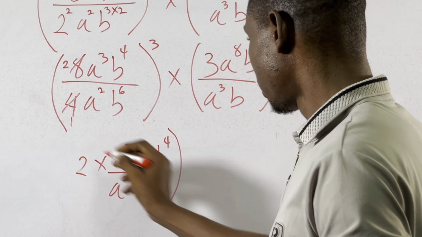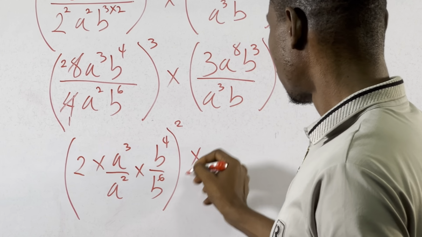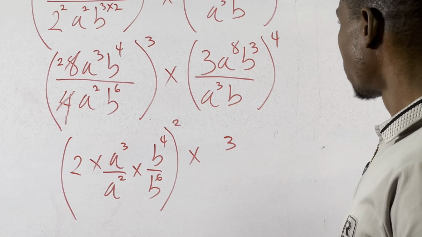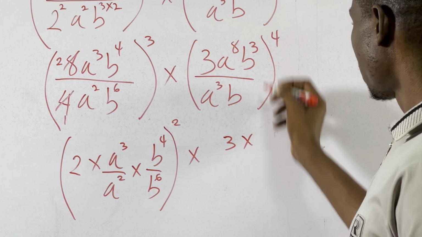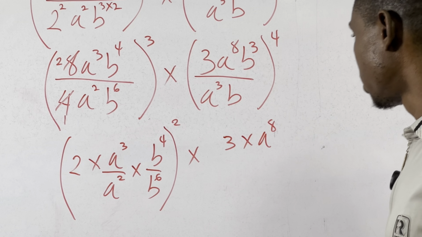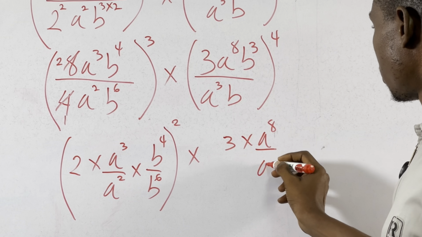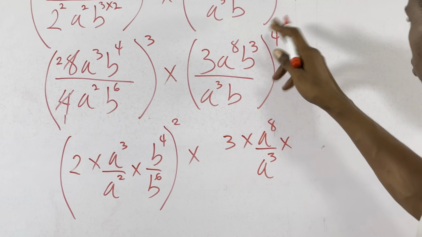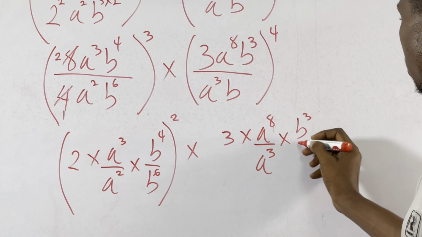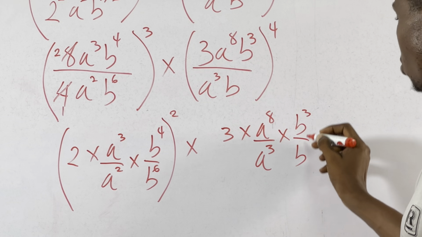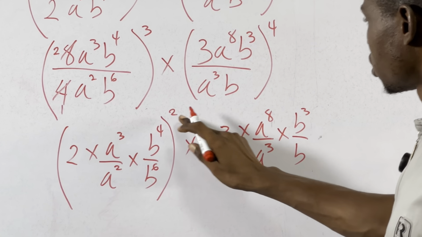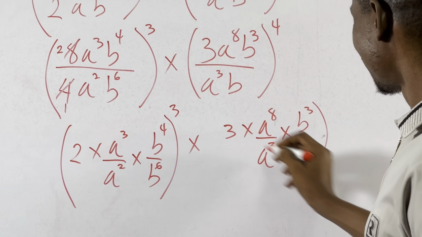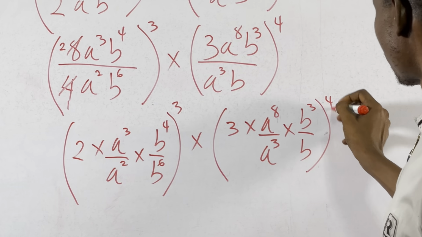This is for the first bracket, times, if we do the same here, we'll have 3 over 1. Then for a, we'll have a raised to power 8 over a raised to power 3. Then for b, we'll have b raised to power 3 over b raised to power 1. Sorry, this is supposed to be 3. This is 3. And this is 4.